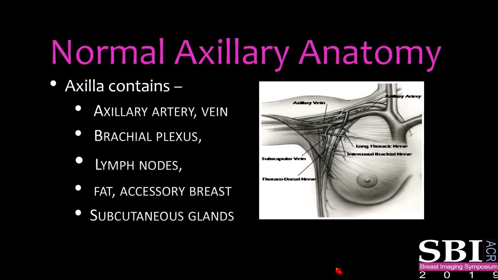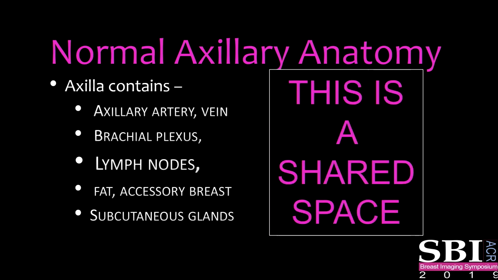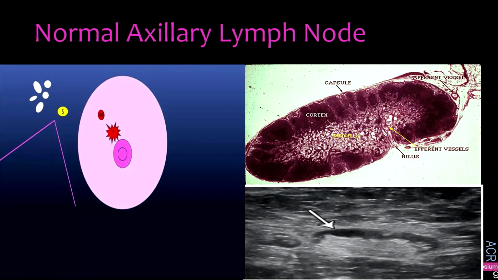So we know that the axilla contains the axillary artery, the vein, the brachial plexus, and the lymph nodes, which is the lymph nodes that we are really interested in. The most important thing is that this is a shared space, and that's what we need to remember, especially when we're doing percutaneous interventions. So let's look at the lymph node a little bit closely. This is the lymph node that we look at every day.